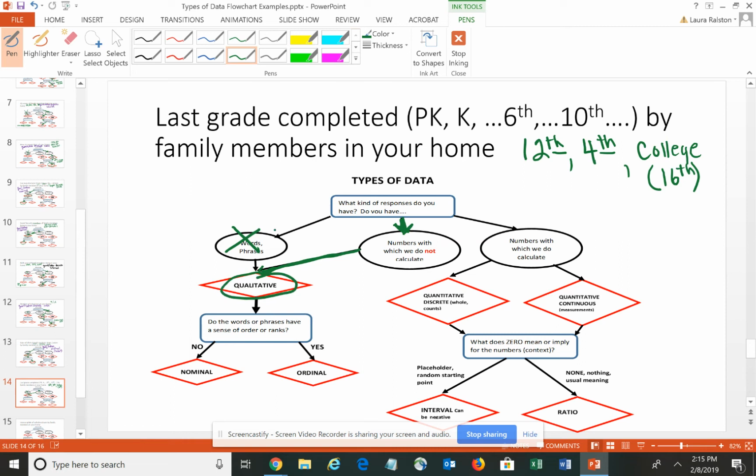And then you want to think about, do you have a sense of order? And there is a sense of order here, guys, because we know pre-K comes first, then kindergarten, first grade, second grade, third grade, and so forth. There is a sense of order to it. So we would have to say yes, there is a sense of order. Because there's a sense of order, it is ordinal. So the last grade completed by your family members would be qualitative. It's just a label, even though some of the responses may be numbers, and it is ordinal.